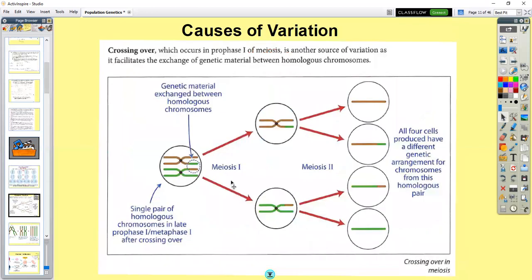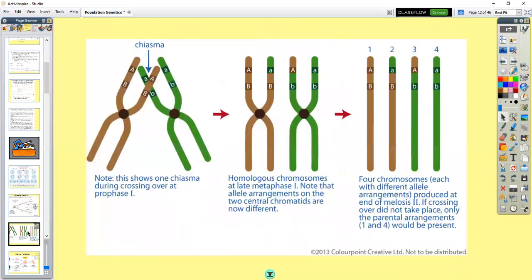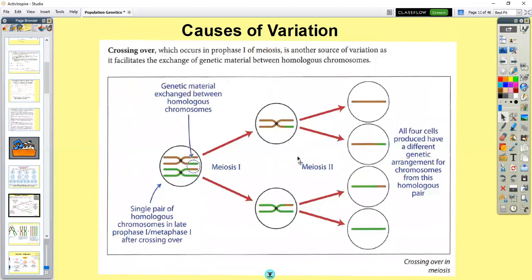Okay, and the other one, crossing over, you can see that you get that formation of the chiasma or chiasmata, and genes swap positions. Therefore, you're left with different variants or different variations of that homologous pair of chromosomes.